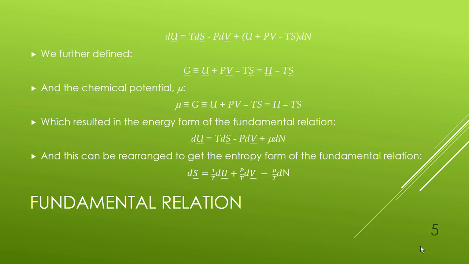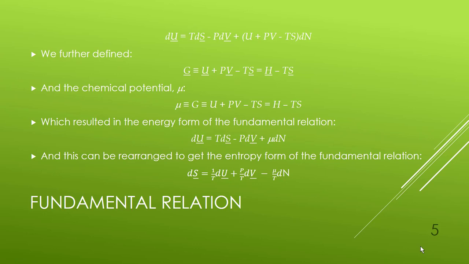Now, if you start with this and then take the fact that we have Gibbs energy as U plus PV minus TS, or H minus TS, and we can consider chemical potential energy to be the U plus PV minus TS per unit mole. If we do this, we get the energy form of the fundamental relation. So dU is TdS minus PdV plus mu dN, that chemical potential.